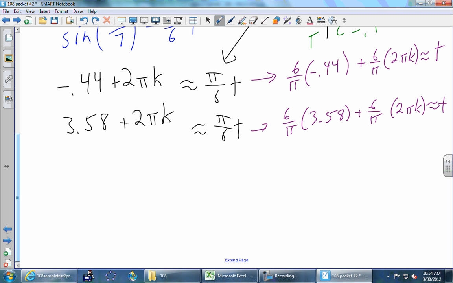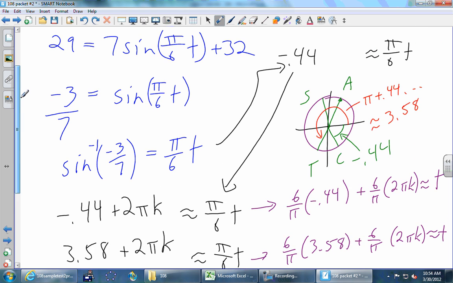You could do minus 2 pi k every time, but it has nothing to do with the fact that this is a negative 0.44. Like negative 0.44 is just some angle. It's this angle right here. You can write that any number of ways. You can do it plus 2 pi k or minus 2 pi k. Lots of right answers.